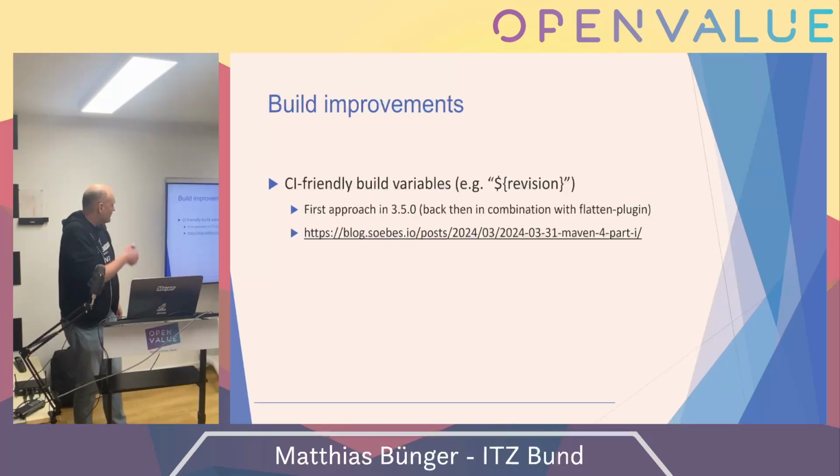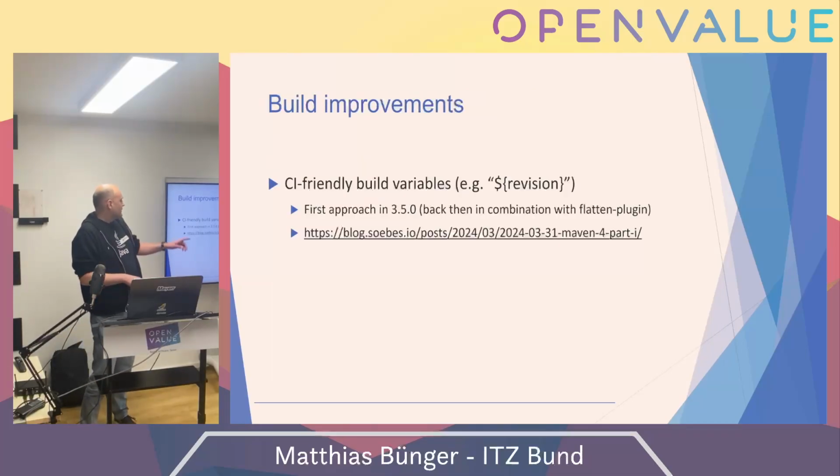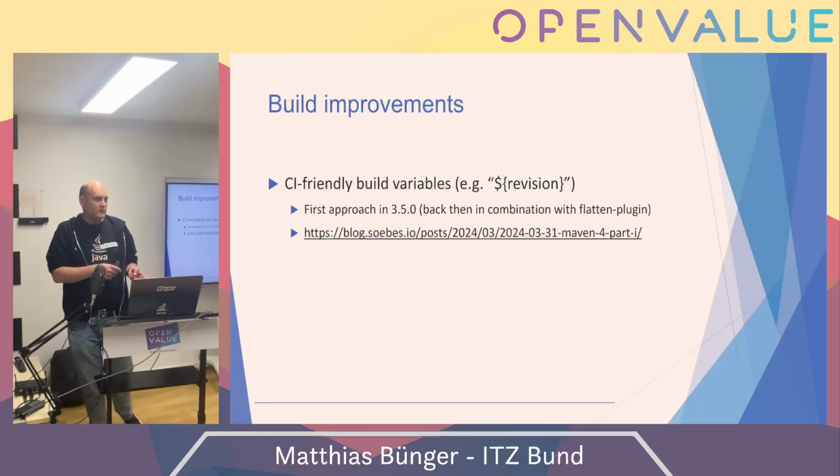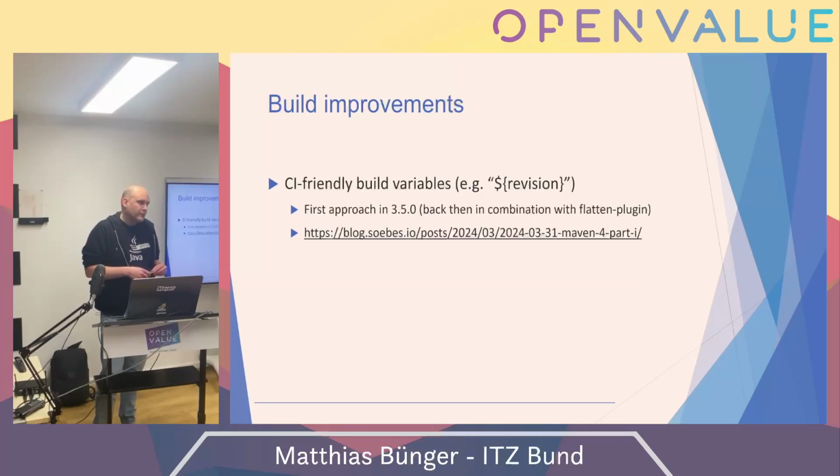Which comes to the next chapter, the CI-friendly variables like revision, which were introduced in Maven 3.5 for the first time, are now automatically resolved. When they were introduced in Maven 3.5, this was not possible by Maven itself, and you needed to also use the flatten Maven plugin.